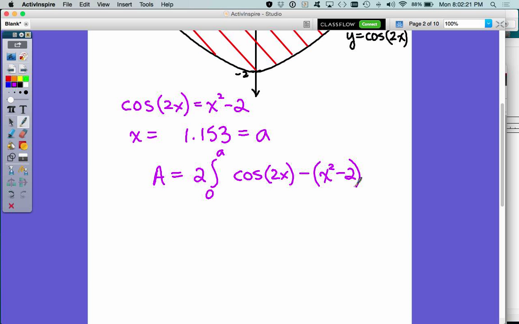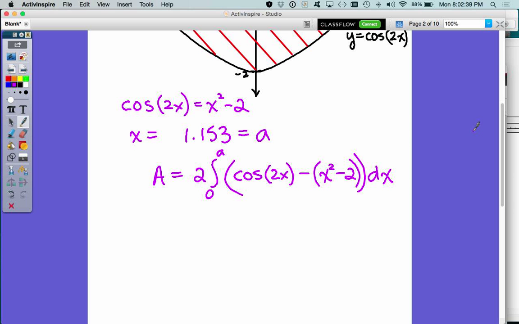Very important that I put the parentheses here because I'm subtracting this whole function. And I'm doing this with respect to the variable x. Now I need the calculator again to solve this. So I'm not going to mess around with antiderivatives because if I'm using the calculator anyway, I might as well use it right from the beginning.